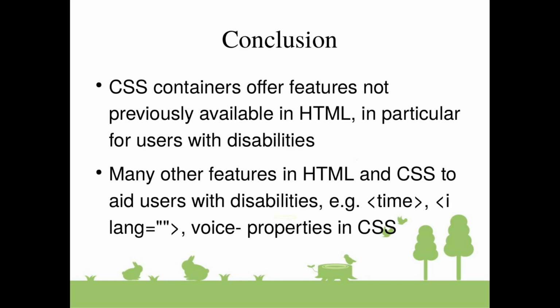Used with HTML elements like time, which offers a machine-readable time and date stamp for screen readers, and with the I element and the lang attribute, which alerts a screen reader to a change of language, and with the new CSS voice properties, which allow you to specify the gender, age, speed, and so on of the voice which the screen reader uses, the experience of a visually impaired user can be greatly enhanced.